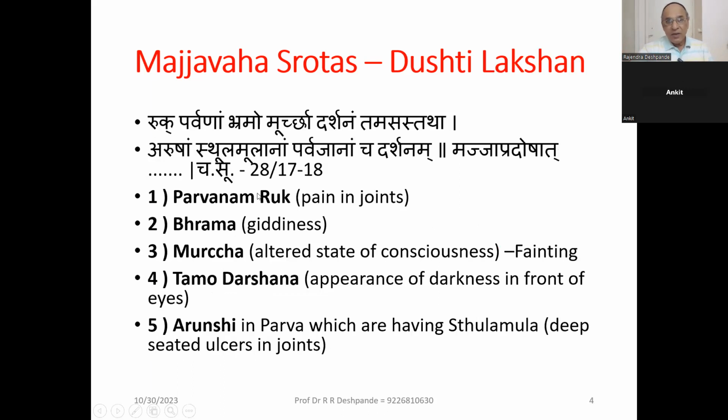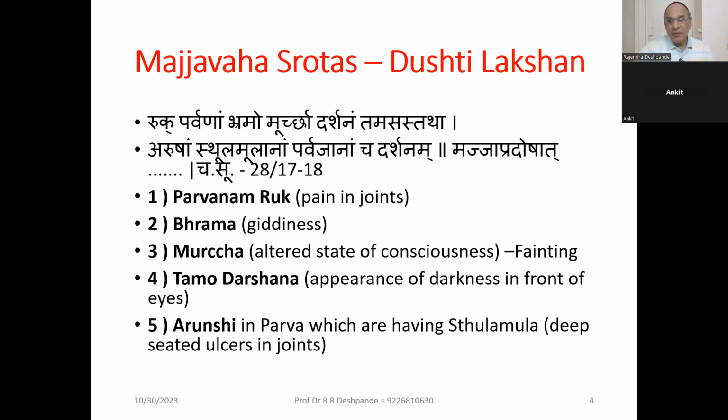Now, Dushti Lakshana: Ruk Parvanam, Bhrama, Murcha, Darshanam Tamasastatha, Arunshi Sthula Mulani Parvajani Cha Darshanam, Charak Sutrasthan. All the Srotasas are explained in Charak Vimanasthan, but some Dushti Lakshanas are mentioned in Sutrasthan. Parvanam Ruk, that is pain in the joints. If you consider bone marrow, and the bone marrow has a problem like blood cancer, then it can give very severe bone pain or bony joint pain. So that is Parvanam Ruk.